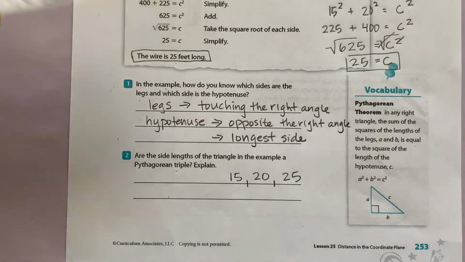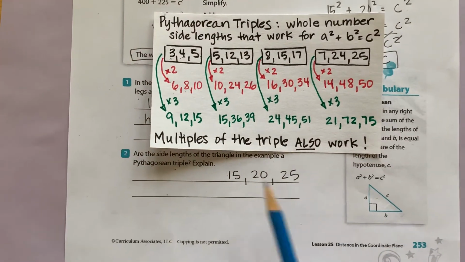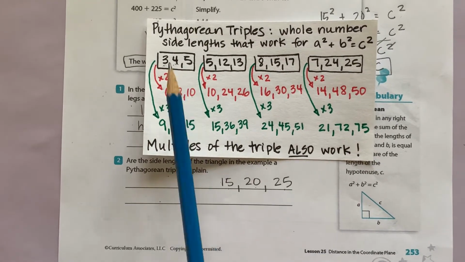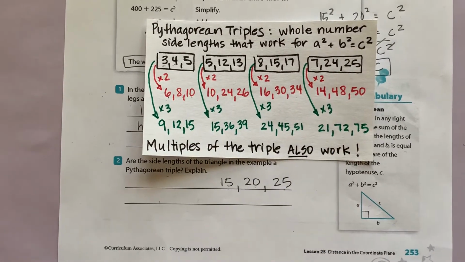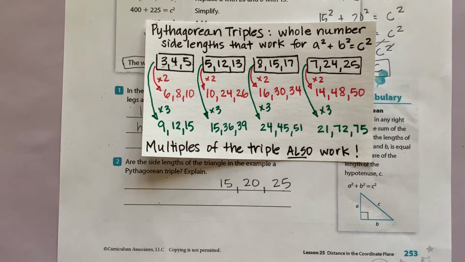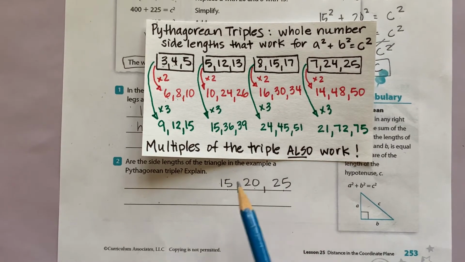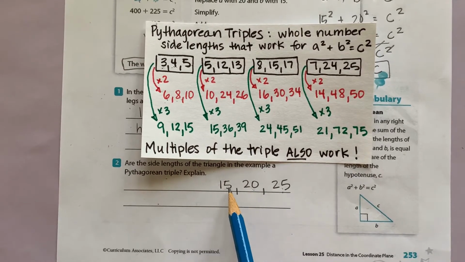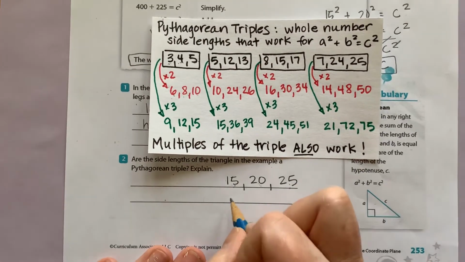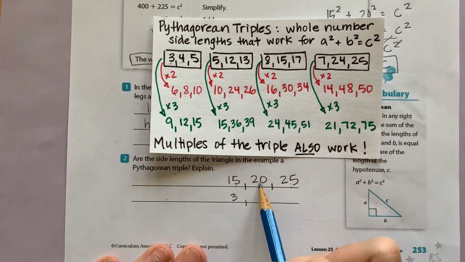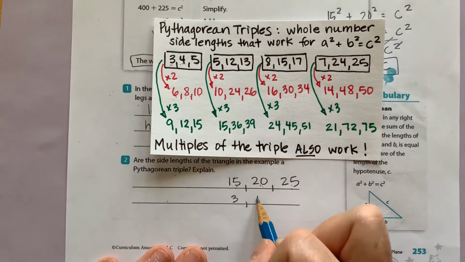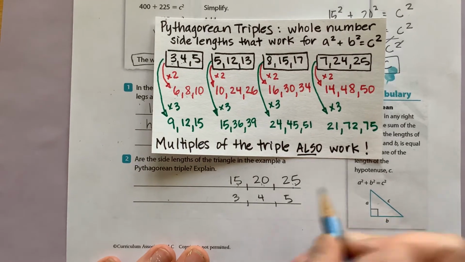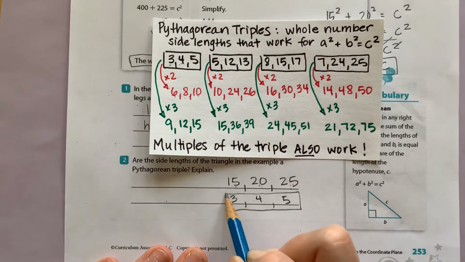So let's use our little picture here. If this is a 15, this is a 20, this is a 25. Is it one of these Pythagorean triples? Take a look. What do you notice? Okay, so I notice that these are all multiples of 5. So how many times does 5 go into 15? 3 times. How many times does 5 go into 20? 4 times. How many times does 5 go into 25? 5. What do you notice is our Pythagorean triple?